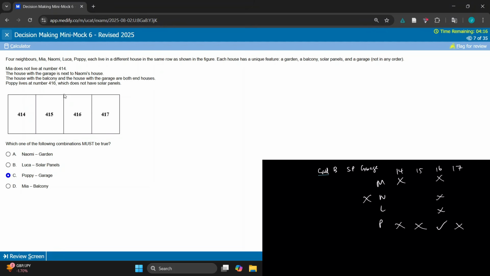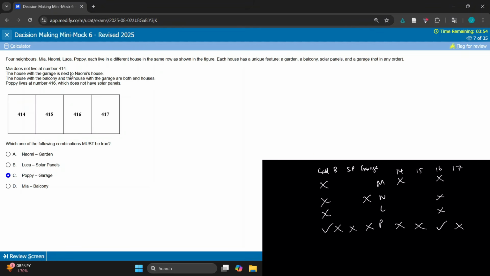The house of the balcony and the house of the garage are both end houses. So that means Poppy doesn't have the garage or the balcony. Which does not have solar panels, so she has a garden, Poppy has a garden. So it's not A or C. And, okay, so Poppy has a garden.